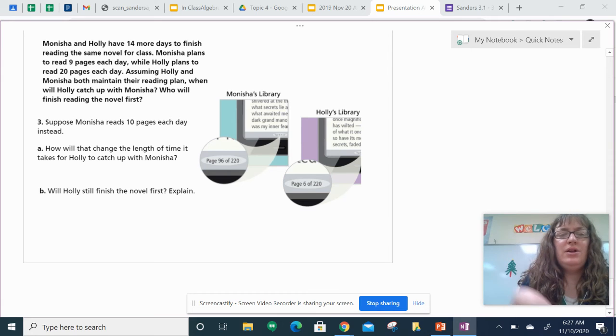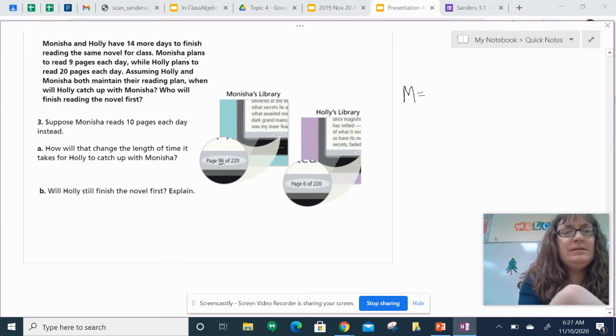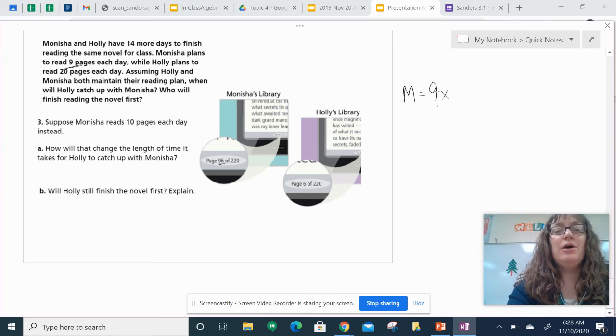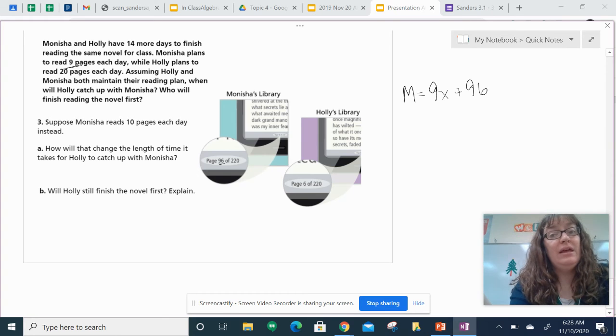Okay, so let's take a look at what we see. Right now, we see that Monisha is on page 96 already. So when I go to write Monisha's equation, she's going to read 9 pages each day. Since that's the thing she's doing over and over again, that would be considered my slope. And then 96 would be considered my y-intercept because that's where she's beginning her program.